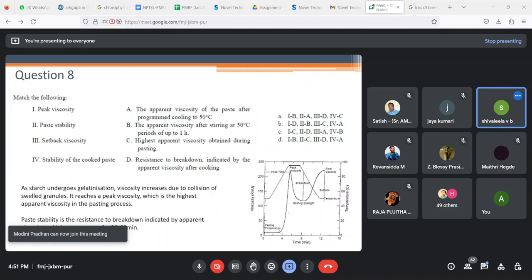So when we are gelatinizing starch during food processes, these are the 4 things that you'll need to calculate: the peak viscosity, how stable your paste is before cooling, the setback viscosity, that is, after you're cooling down, what is the viscosity, and how stable is that paste. Peak viscosity corresponds to the highest apparent viscosity. Paste stability is the resistance to breakdown, that is, at 95 degrees, how long it is able to maintain that apparent viscosity or how drastically it is changing. Setback viscosity is what happens after cooling it, and stability is what happens when you cool it down and stir it for 1 more hour.